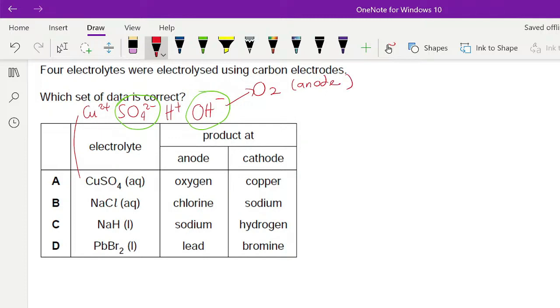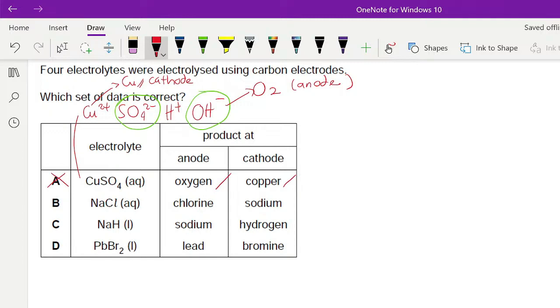And then between copper and hydrogen, we have to think about the products. Which one is more stable or less reactive? Is copper. Copper is less reactive than hydrogen. So copper is the one that is produced, and this time on the cathode, because copper 2+ is a cation. Copper cathode and oxygen anode. This is correct. How about B?